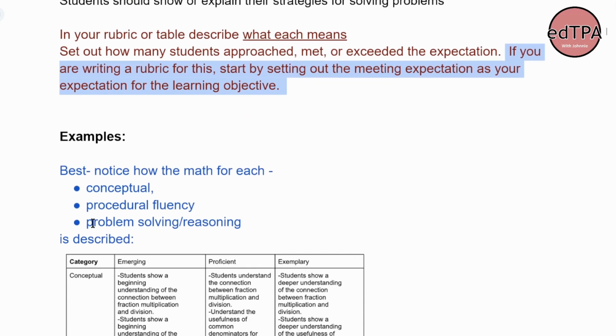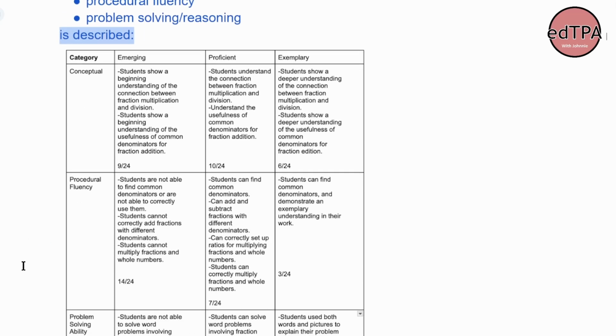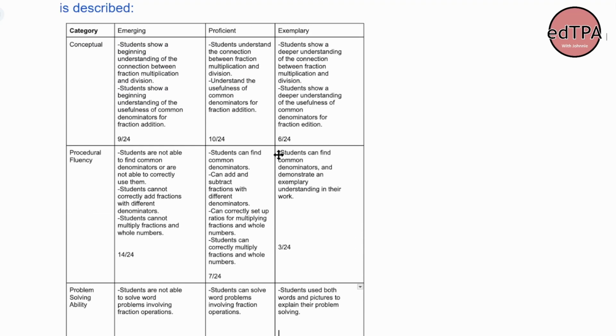So here's some examples. It's best to think about how the math for each conceptual, procedural fluency, problem solving, and reasoning is described. So if we look at this first example, it's a strong example. You can see that conceptual understanding is described in emerging terms. Students show a beginning understanding. Proficient terms, students understand the connection. Exemplary, students show a deeper understanding.